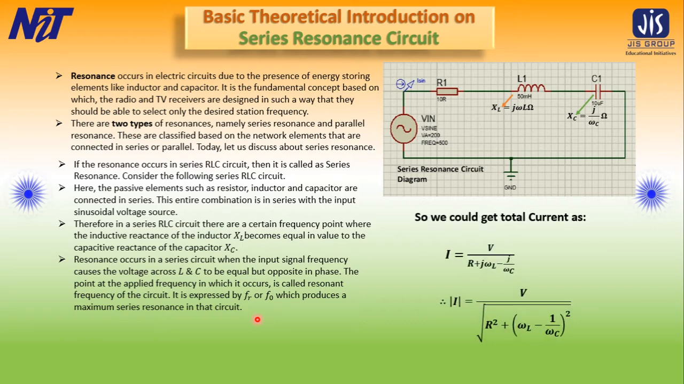So we get the total current as I equals V upon R plus j omega L minus j by omega C. So after taking the modulus of I, we will get V upon root over R square plus omega L minus 1 by omega C whole square.